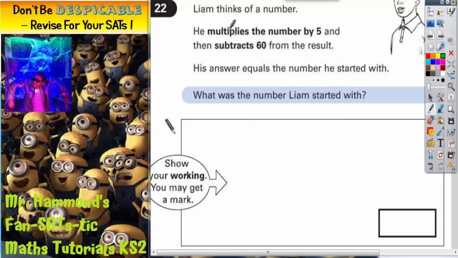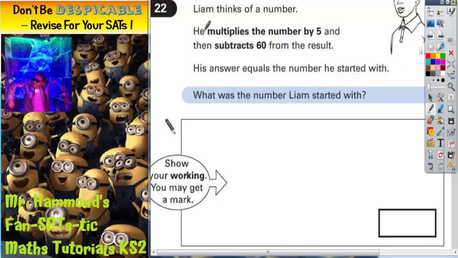Question 22 says Liam thinks of a number, he multiplies the number by 5 and then subtracts 60 from the result, and the answer is equal to the number that he started with. What was the number Liam started with? So there's a couple of ways we could do this. We could use some algebra, or we could use a trial and error method of substituting in, seeing what we can get.